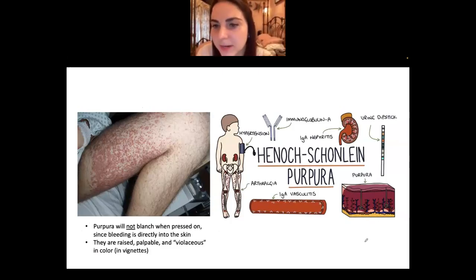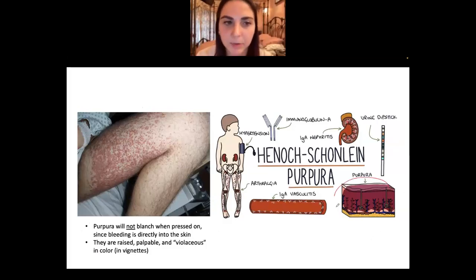And I liked this picture because it shows this is where the bleeding is occurring. It's in the skin. So if you push on it, it's not going to go anywhere. It's already in the skin. Versus something like a hemangioma, which is a blood vessel that starts bleeding. If you press on that, it can escape. So blanching versus non-blanching are very big features of identifying what type of lesion there is.